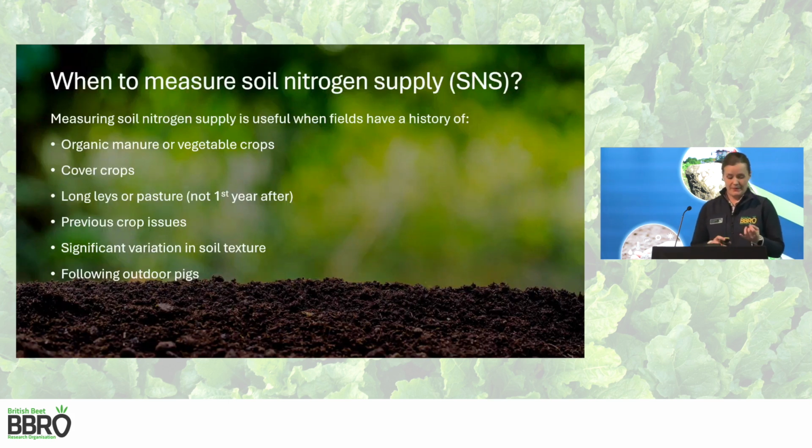So that's all well and good. Most of you will be pretty familiar. You probably sat here now almost knowing how much N you're going to put on your crop. But as things change, as we use sort of more organic manures in our rotation, more cover crops, which I spoke about a lot earlier, if you've got pastures or leys in your rotation, if you've had any previous issues with crops, any nutritional challenges, for example, with cereals, it could be if you've had excess lodging, that might highlight that you've got more N there than you think. Any big variations in soil texture obviously has an impact as well. And finally, this is very apt for the yeast growers. If you've got outdoor pigs as well, it's commonly suggested that actually measuring and going out and actually doing an SNS measurement is a better place to go rather than just using your books.